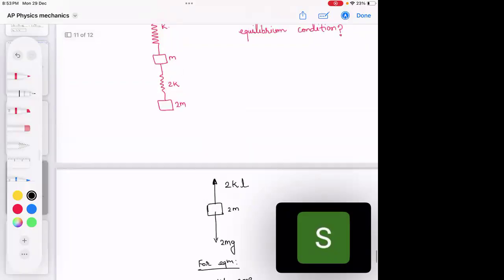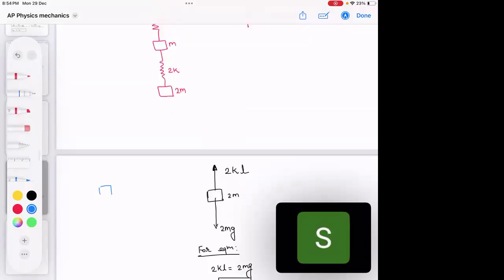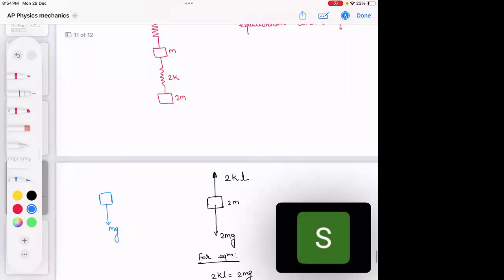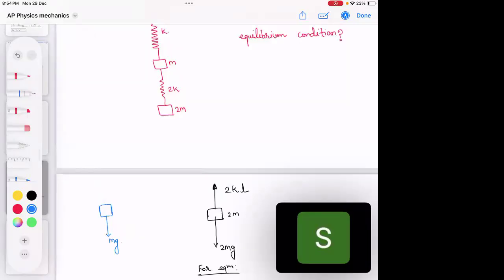Now we will draw the free body diagram of the M block. So please tell me, in the M block free body diagram, what forces will be there? 1 mg will be there, right? Now please tell me, how many spring forces are acting on the M block? 1 or 2? Look at the block M and tell me how many spring forces are acting on it.